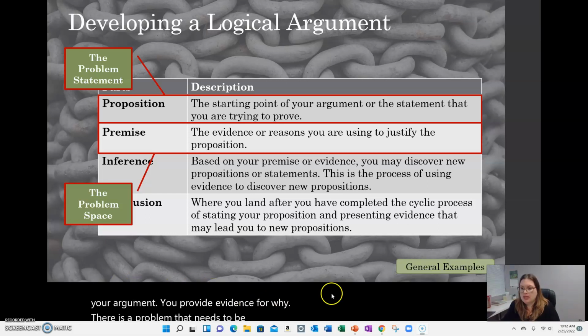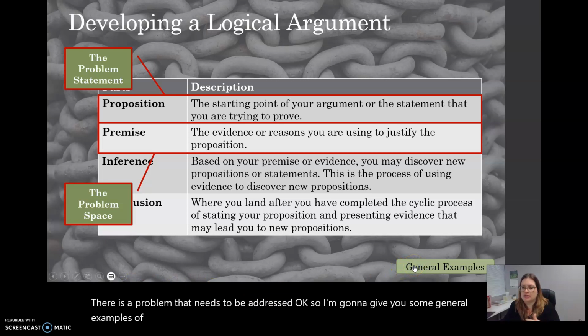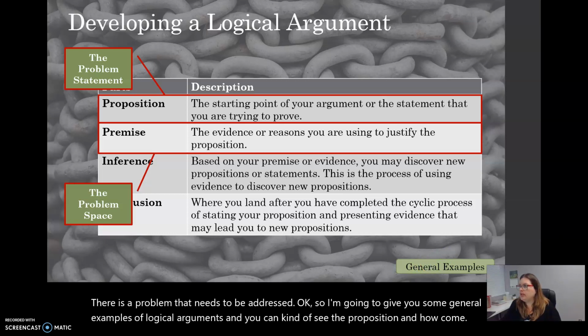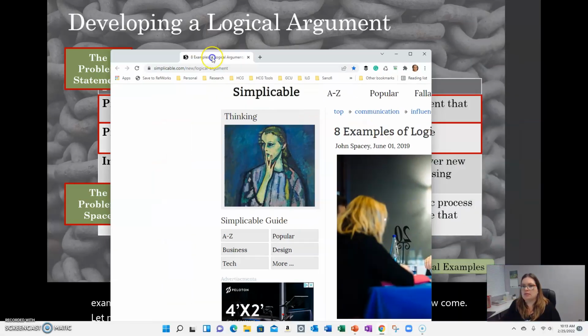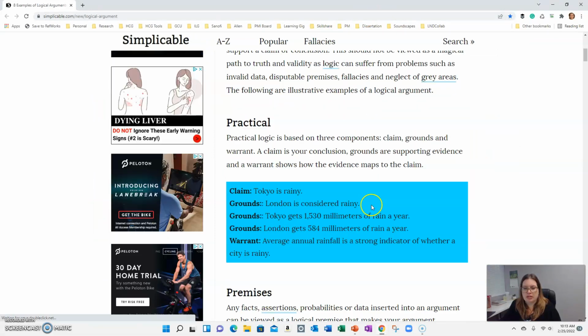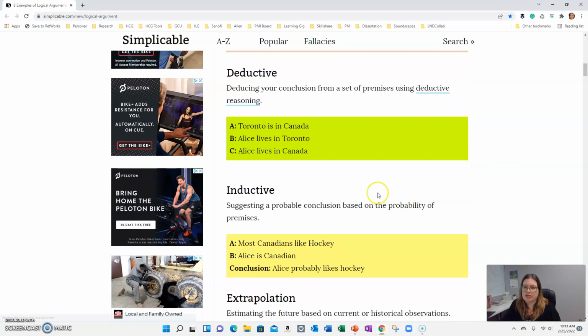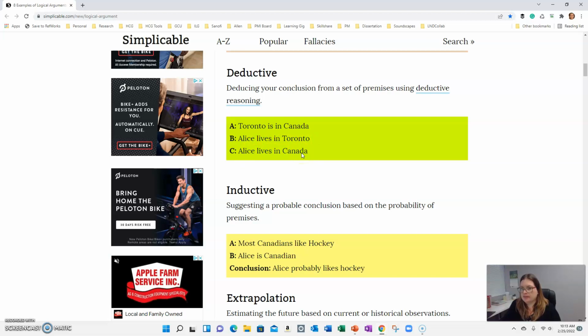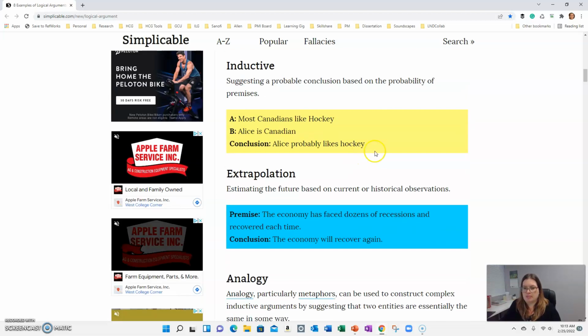Okay, so I'm going to give you some general examples of logical arguments, and you can kind of see the proposition and how, let me pull it over here, bear with me just a minute. You can see how there's a proposition and there's some evidence. So Toronto's in Canada, Alice lives in Toronto, therefore here's the conclusion, Alice lives in Canada. Okay, and that's based on the pieces of evidence.